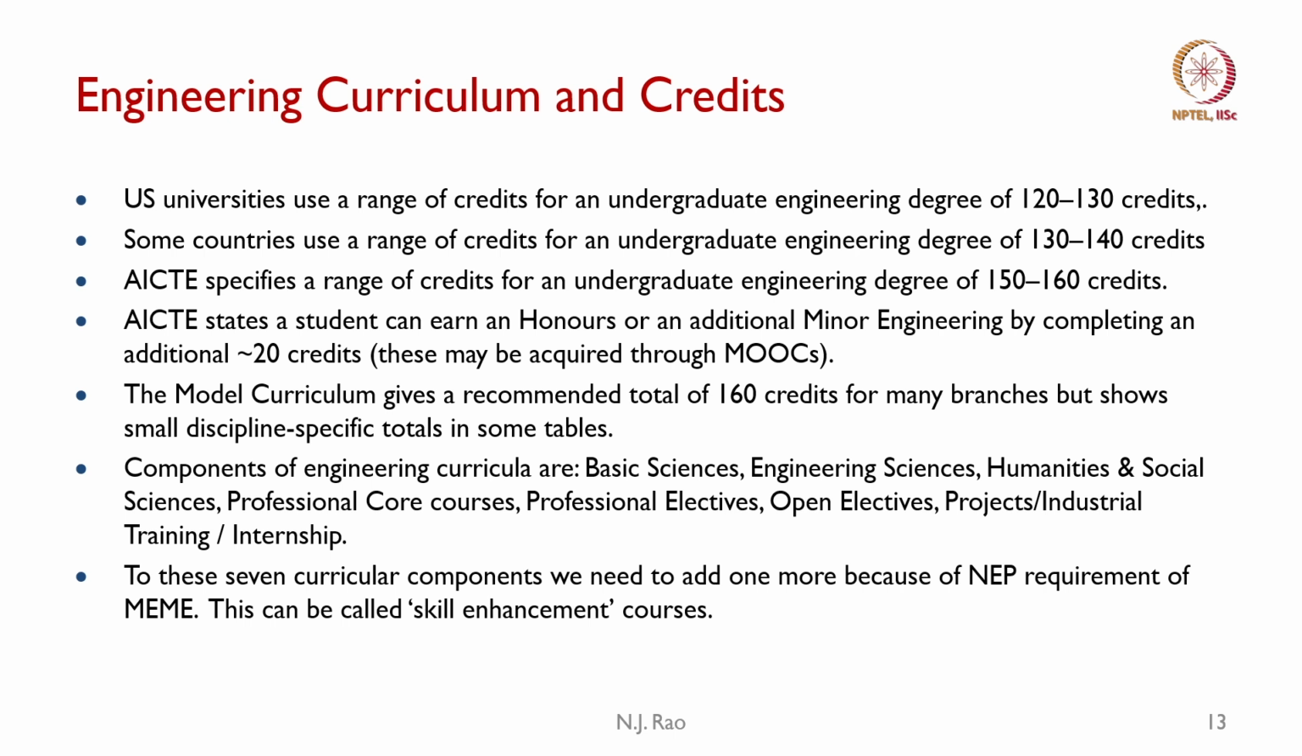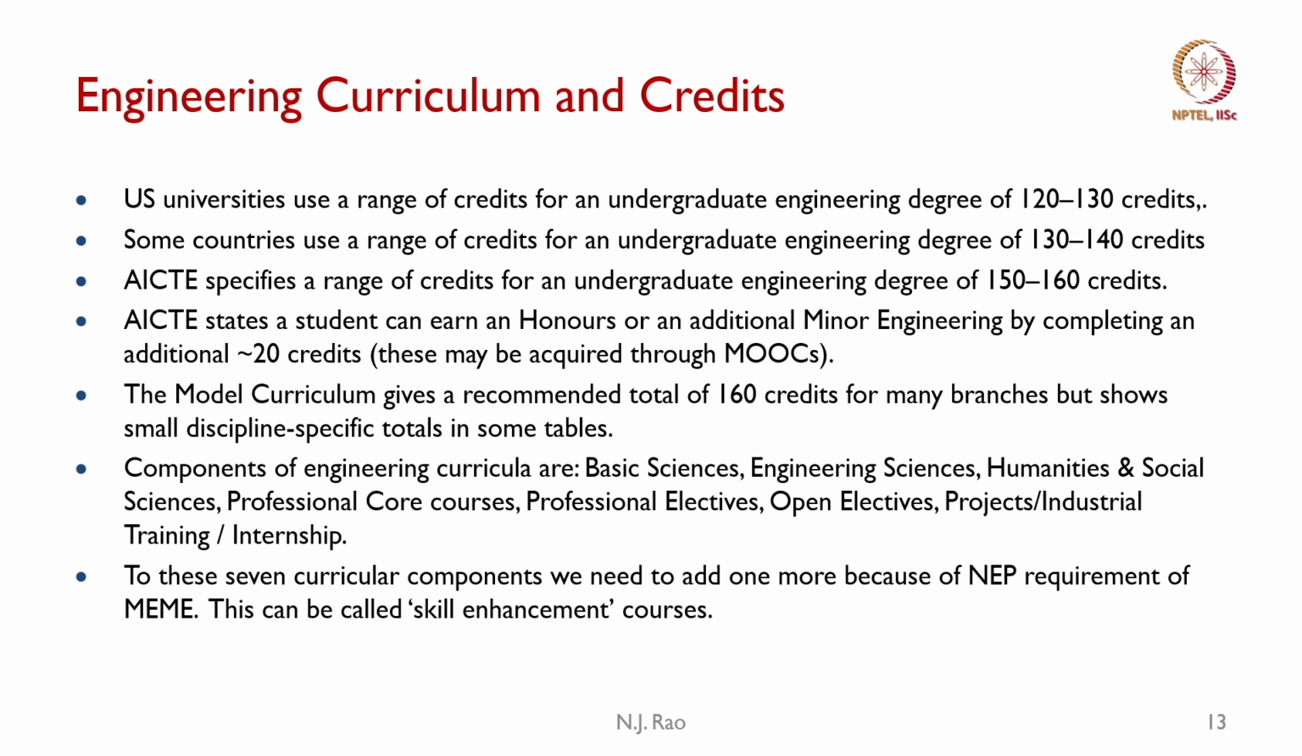The model curriculum gives a recommended total of 160 credits for many branches, but shows slightly different discipline-specific totals in some tables. Though the model curriculum tells you it is 160 credits, if you go to some specific programs, they may differ slightly. It may become 158 or 157, like that.